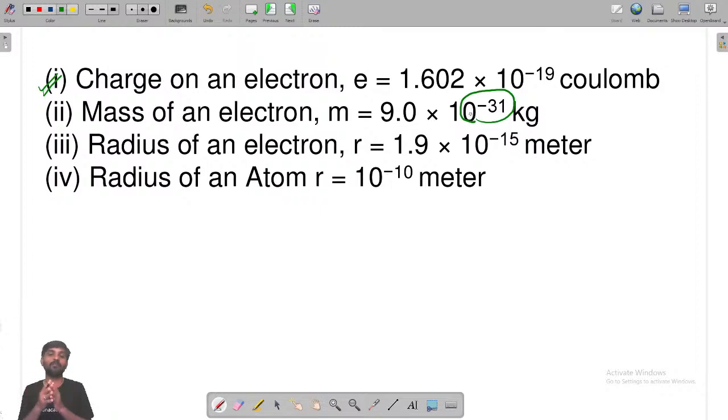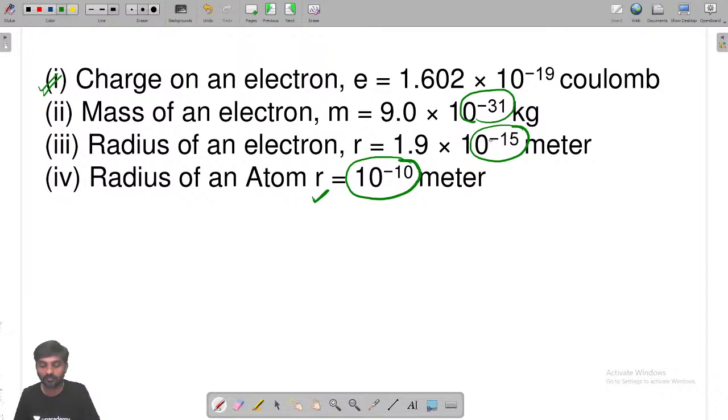So the mass of an atom is 1 lakh times the mass of an electron, which is very, very high. Because of that, generally we neglect the mass of an electron. Now you see, the radius of an electron is 10 to the power of minus 15 meters, whereas the radius of an atom is very high, 10 to the power of minus 10. Again, this is also very different, a factor of 10 to the power of 5.